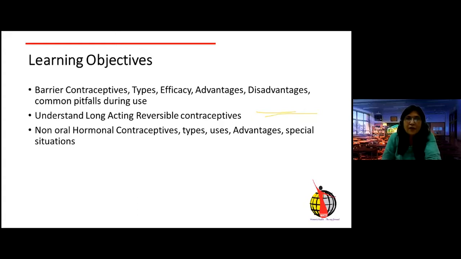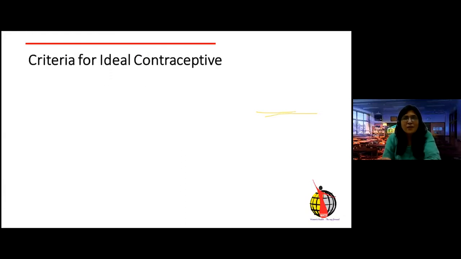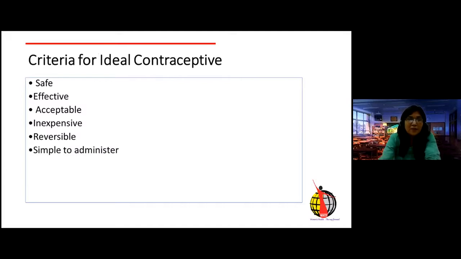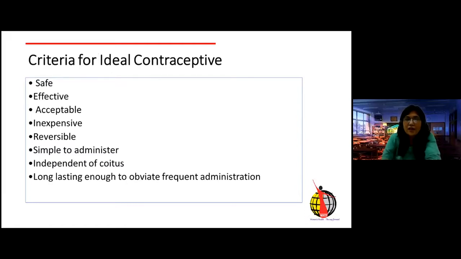Before going into the whole topic, let me ask you a question: what are the criteria for an ideal contraceptive? What do you say is an ideal contraceptive? An ideal contraceptive should be safe, effective, acceptable, inexpensive, reversible, simple to administer, independent of coitus, long-lasting enough to obviate any frequent administration, and should not require any medical supervision. So do we have any ideal contraceptive? Not at present, but your LARCs actually mimic very close criteria for an ideal contraceptive, and we will go into that later.